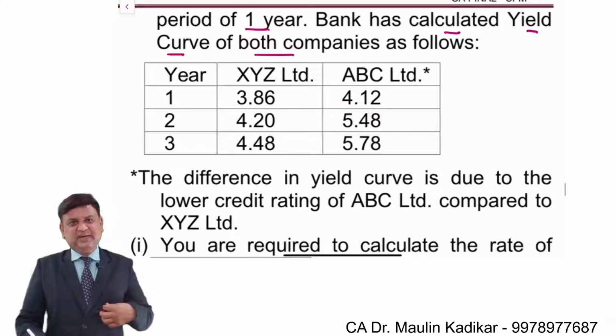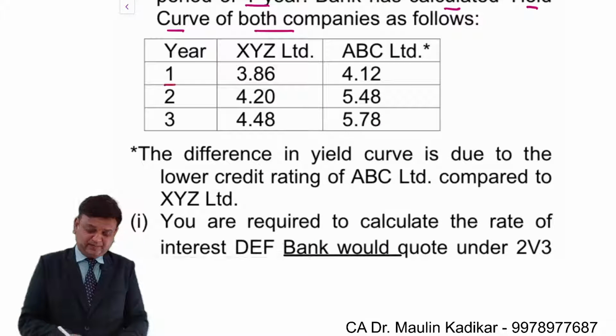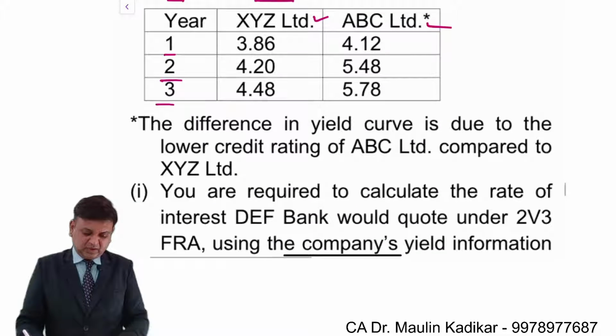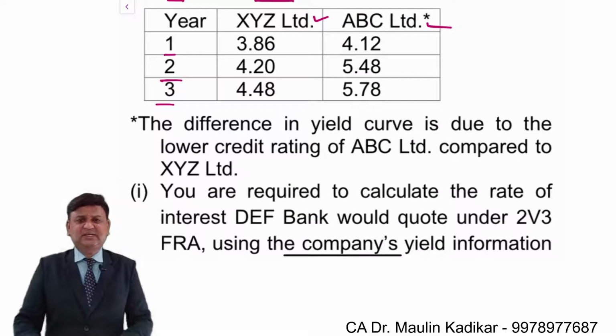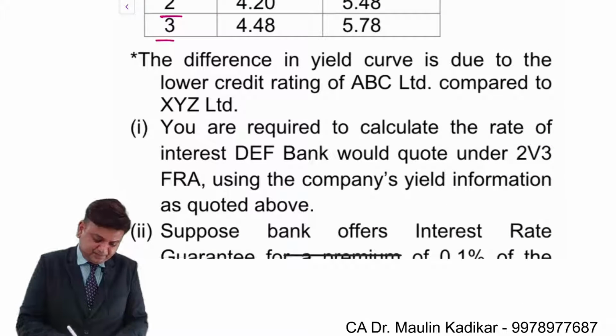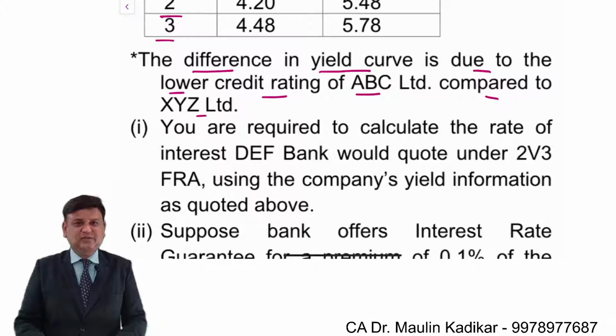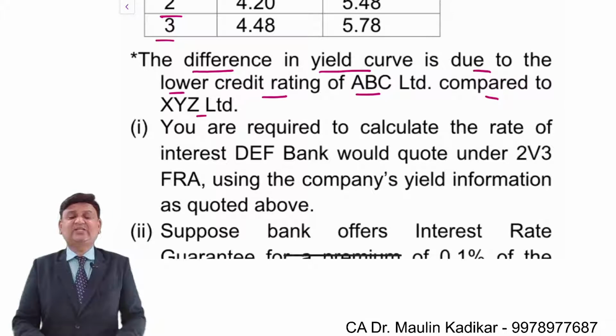Yield curve, in a simple language, it is the spot rate. 1 year spot rate, 2 year spot rate and 3 year spot rates have been given for XYZ and for ABC. For ABC we can see that the interest rate is more. They have given explanation over here. The difference in the yield curve is due to the lower credit rating of ABC compared to XYZ. So they have given only an explanation that why the spot rates are different.